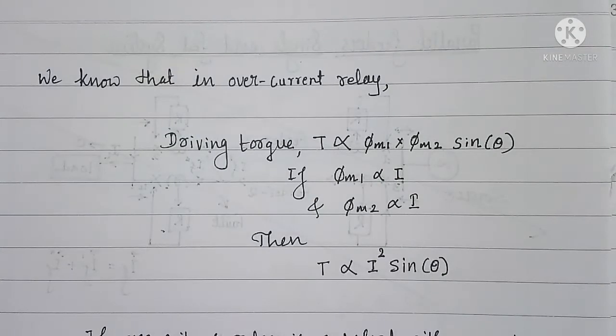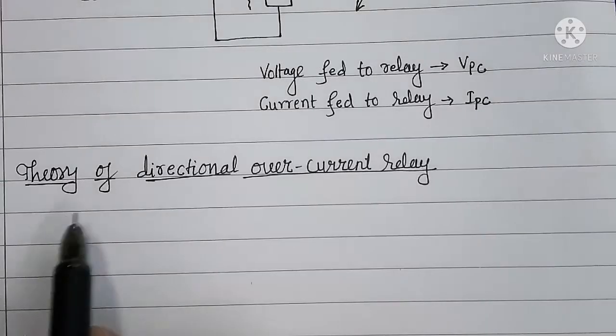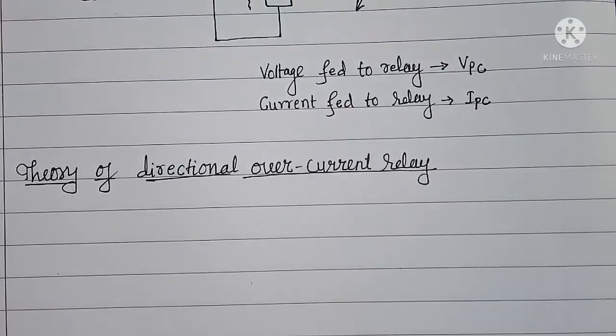So in order to have directional feature along with overcurrent feature, we must have two coils in the relay, and one coil of the relay should be fed with current and the other coil of the relay should be fed with voltage. Now let us study the theory of such relays. Theory of directional overcurrent relay.